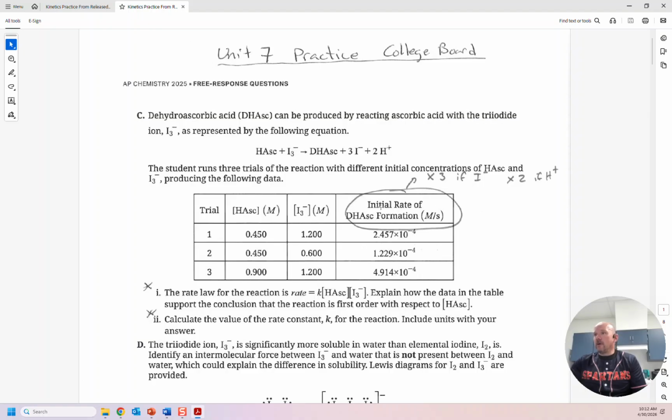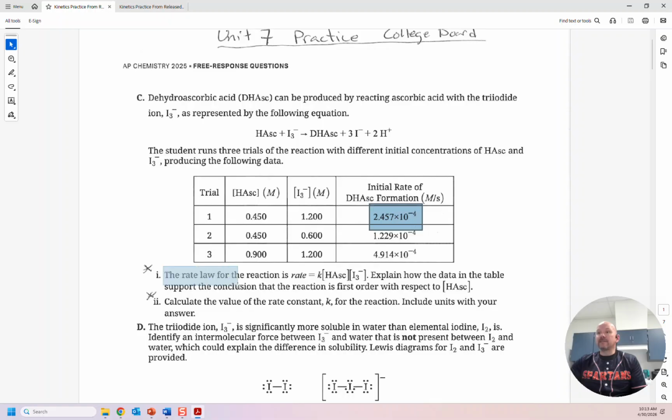So on my key, that's what I noted. It said, notice it was the rate of formation of this thing, so multiply it by 3 to get the rate of formation of that, and multiply it by 2 to get the rate of formation of that. Just some notes. Okay, all right. So the first question, they give us the rate law.